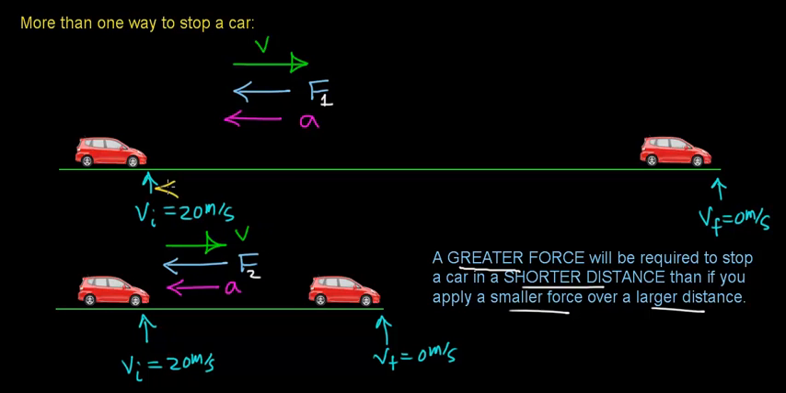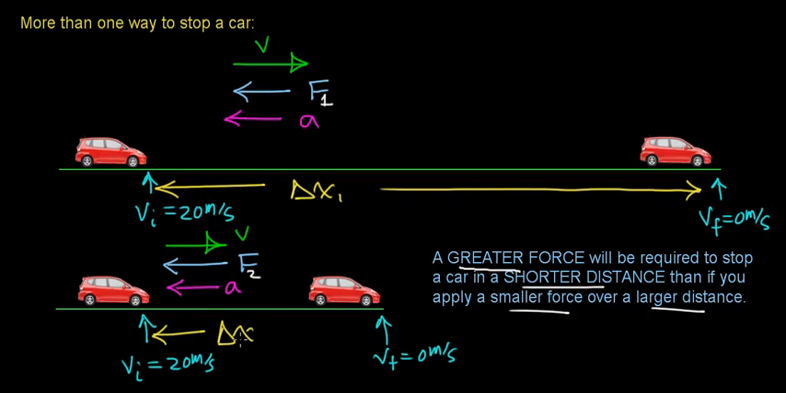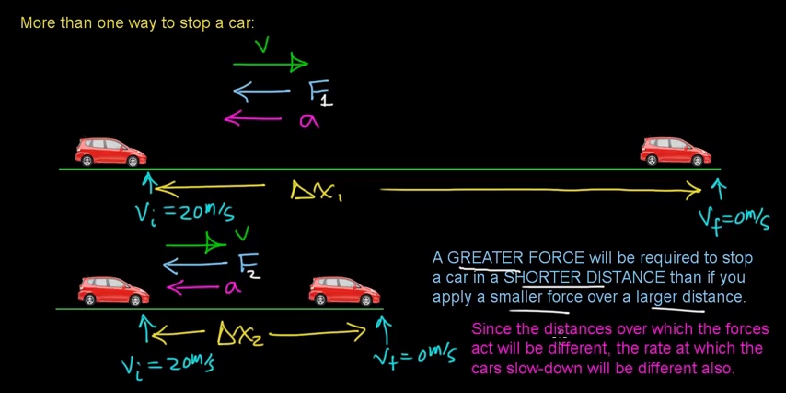So what we're going to see is that the distance over which these forces act, and we'll call this delta x1, will be different than the distance over which this force has to act in order to cause the cars to come to a stop. And since the distances over which the forces act will be different, the rate at which the cars slow down will be different in both cases. And the rate at which the car slows down is really going to be the acceleration of the car, that is, the deceleration, how fast the car slows down.